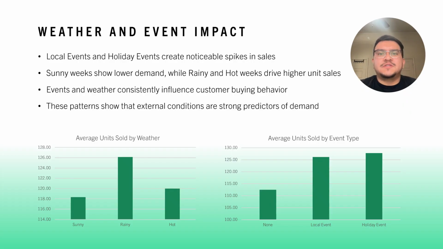When we break the data down by events and weather, the effect is even stronger. Weeks with local events and holiday events consistently show higher sales across all product categories. And we will look at the weather. Rainy and hot weeks lead to more units sold compared to sunny weeks. So customers really do react to what's happening around them, and these outside factors directly influence how much they buy. This is exactly the type of information a predictive inventory tool can use.